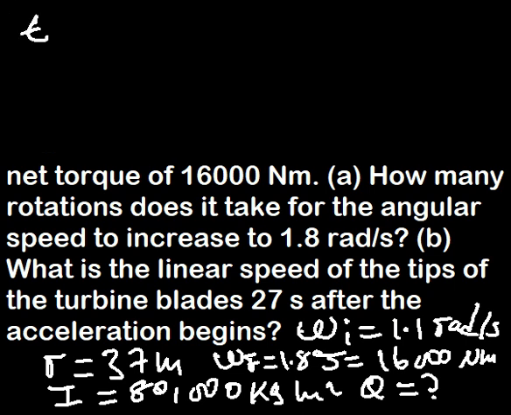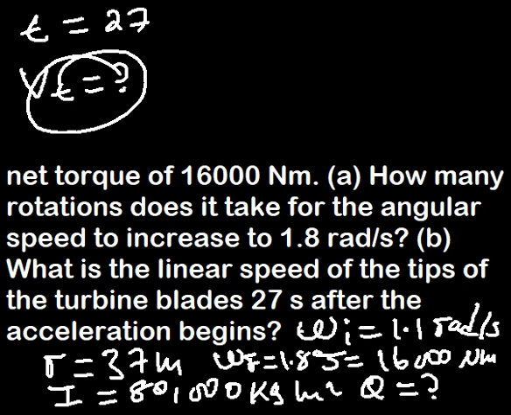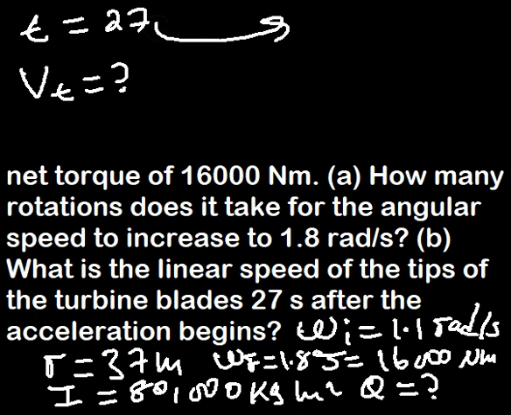Now we have been given the time as 27 seconds, and we are looking for the linear speed. How should we find the linear speed? First of all, we are going to find the final angular speed at 27 seconds. Then upon having this, we can find the linear speed using the formula: linear speed v_t is equal to radius times the angular speed.